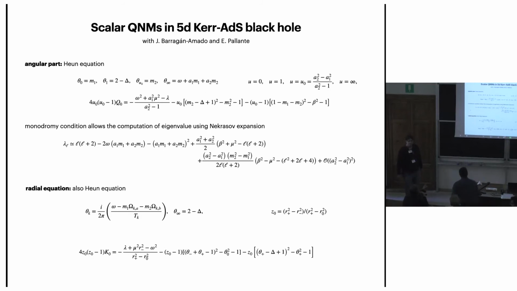The expansion parameter is A2 minus A1? Yeah, in the angular case. You mean that for A2 equal to 1, you know the exact solution? You know the exact solution. This is not for any omega. For any omega, yes.